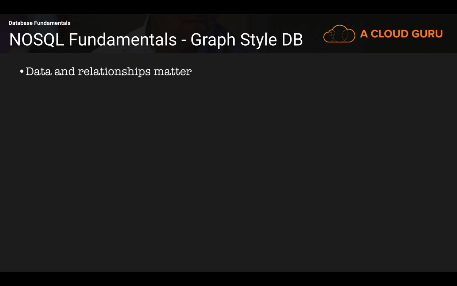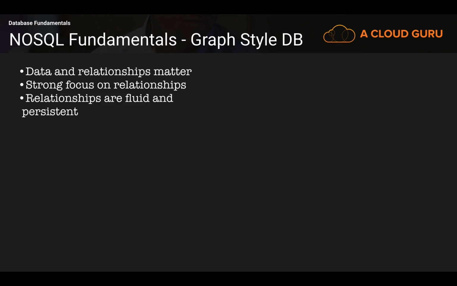Graph databases are equally concerned with data and relationships. So in that regard, they are unlike the other NoSQL database platforms. There is, however, a strong emphasis on relationships within a graph database, and those relationships have key differences. In a graph database, relationships are fluid and they're persistent.